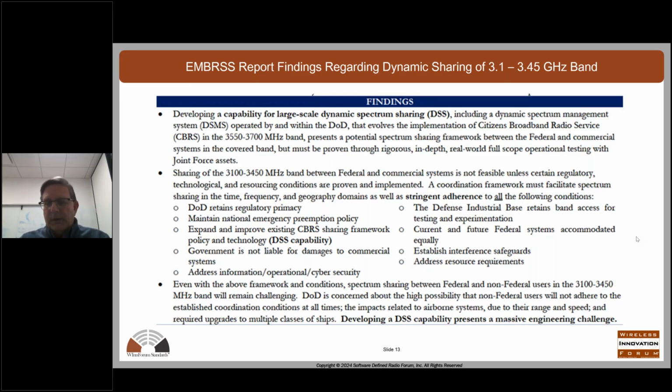That's true in the CBRS band right now anyway. And I believe it's true in the 3.45 gigahertz band. Honestly, I can't remember, but it's true in the CBRS band. There's a national emergency preemption policy.